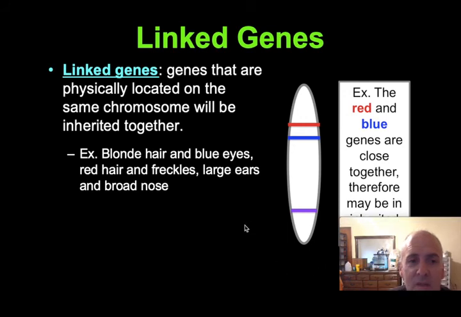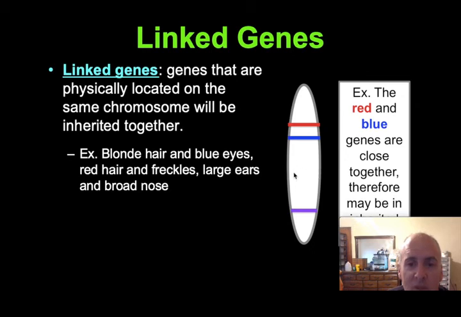These are genes that are physically located on the same chromosome, and they're likely to be inherited together. So you'll notice people with blonde hair often have blue eyes. Not always. People with red hair often have freckles. Some people with large ears will also have a broad nose. That's because they're on the same chromosome, often very close to each other.